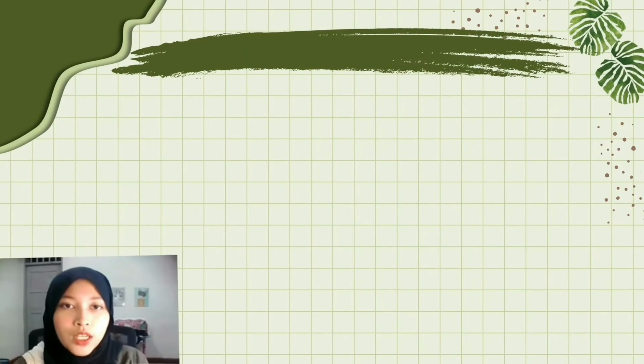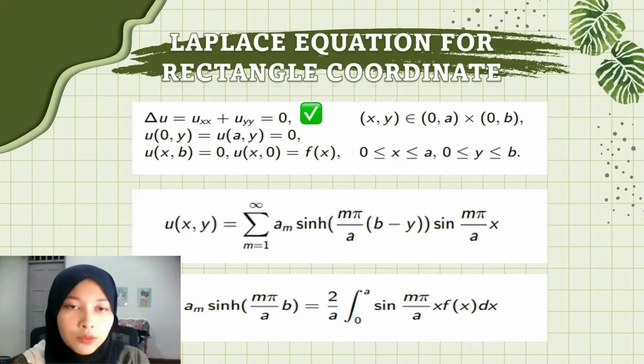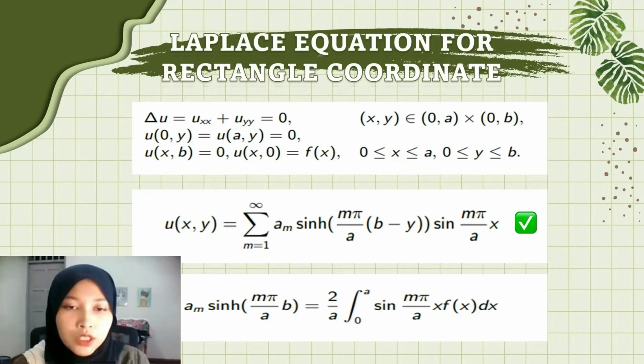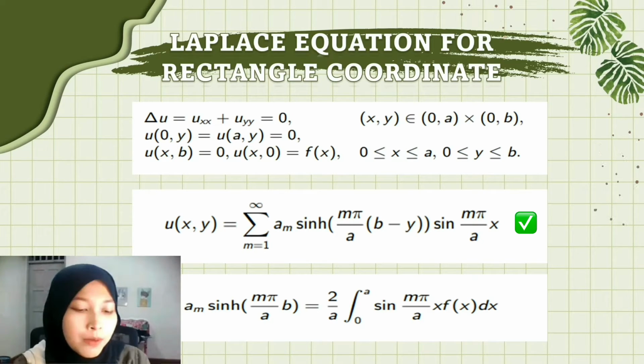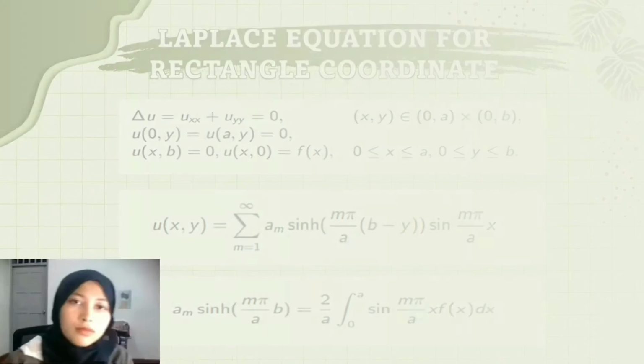Let's proceed to the Laplace equation for rectangle coordinate. This is the general equation for rectangle coordinate: uxx plus uyy equal to 0, and the given is initial and boundary condition. u(x,y) equals the summation m equal to 1 to infinity of am sine(m pi over a (b minus y)) sine(m pi over a x). Okay, this is the general solution for rectangle coordinate. And we must determine the constant am by using the coefficient of double Fourier sine series.